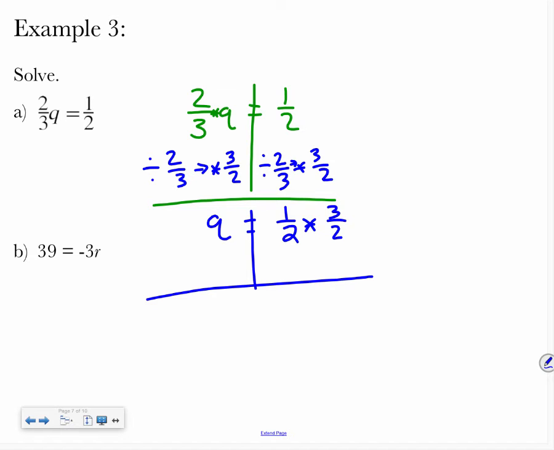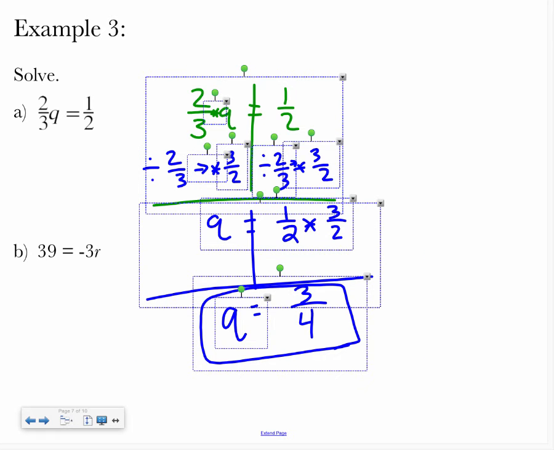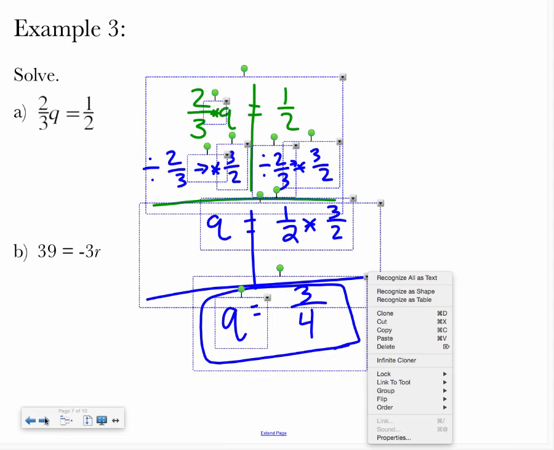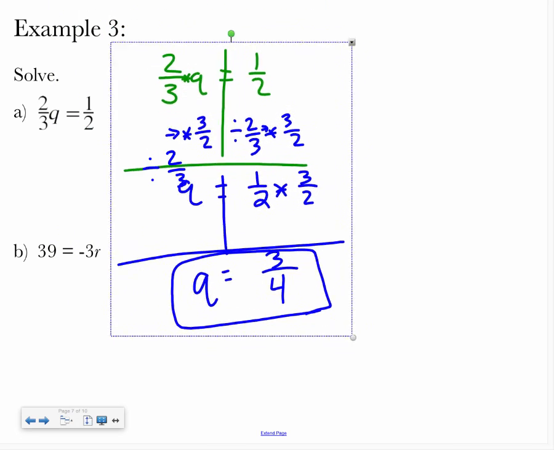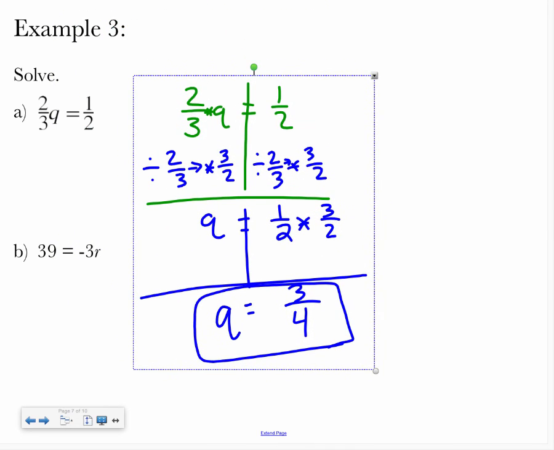It's not really teeing it up, but I am just going to write our new number. 3 times 1 is 3. 2 times 2 is 4. So q equals 3/4. And that will be our answer for that first one. Now, like I said, that one was a little trickier.